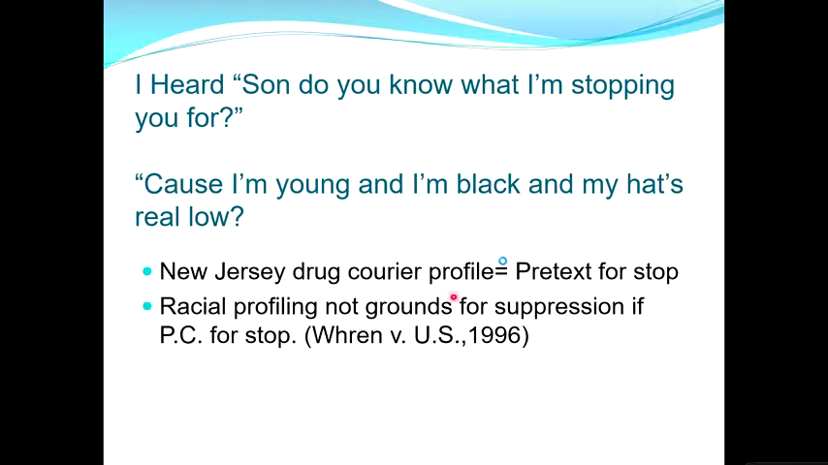This is the New Jersey drug courier profile. During that time, they actually had a drug courier profile, which served as the pretext for the stop. There's interesting case law behind this, and I don't know how I feel about it. In Whren versus U.S., the Court said that racial profiling is not grounds for suppression of evidence if there is probable cause for the stop. That's just a little side note.